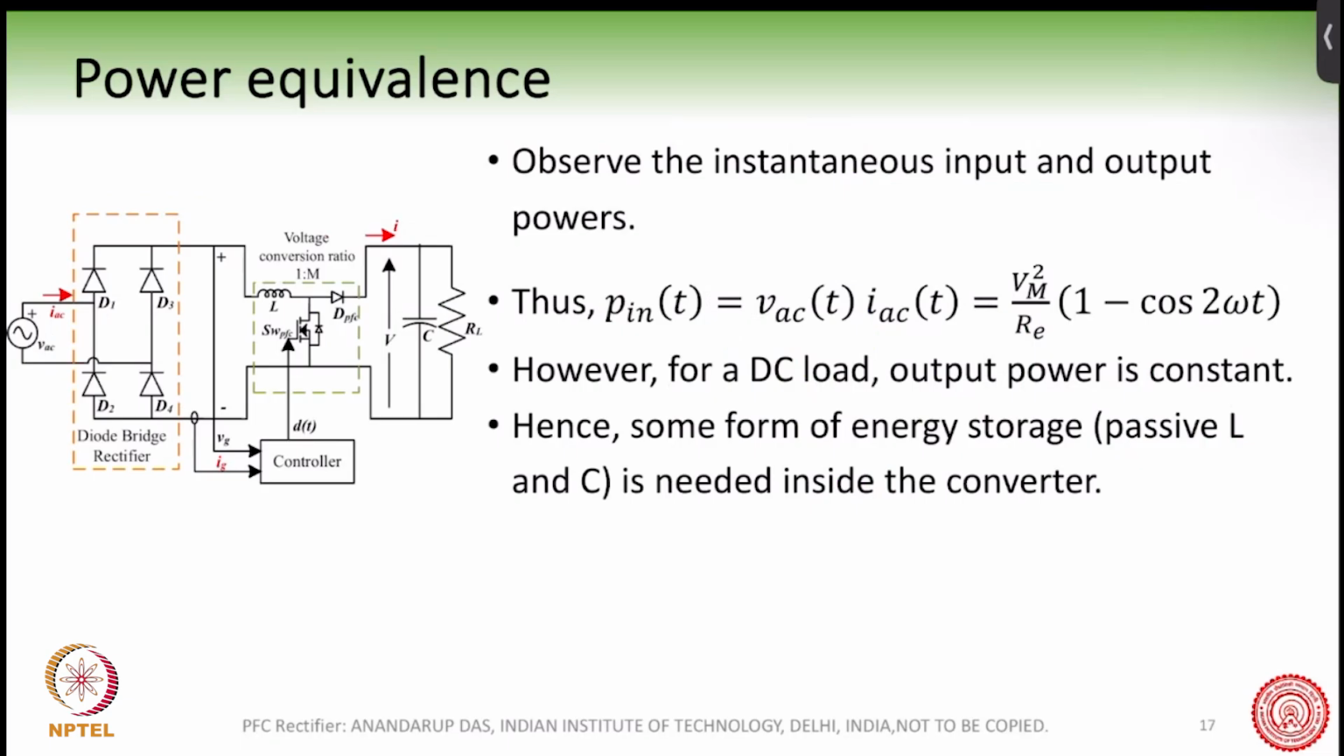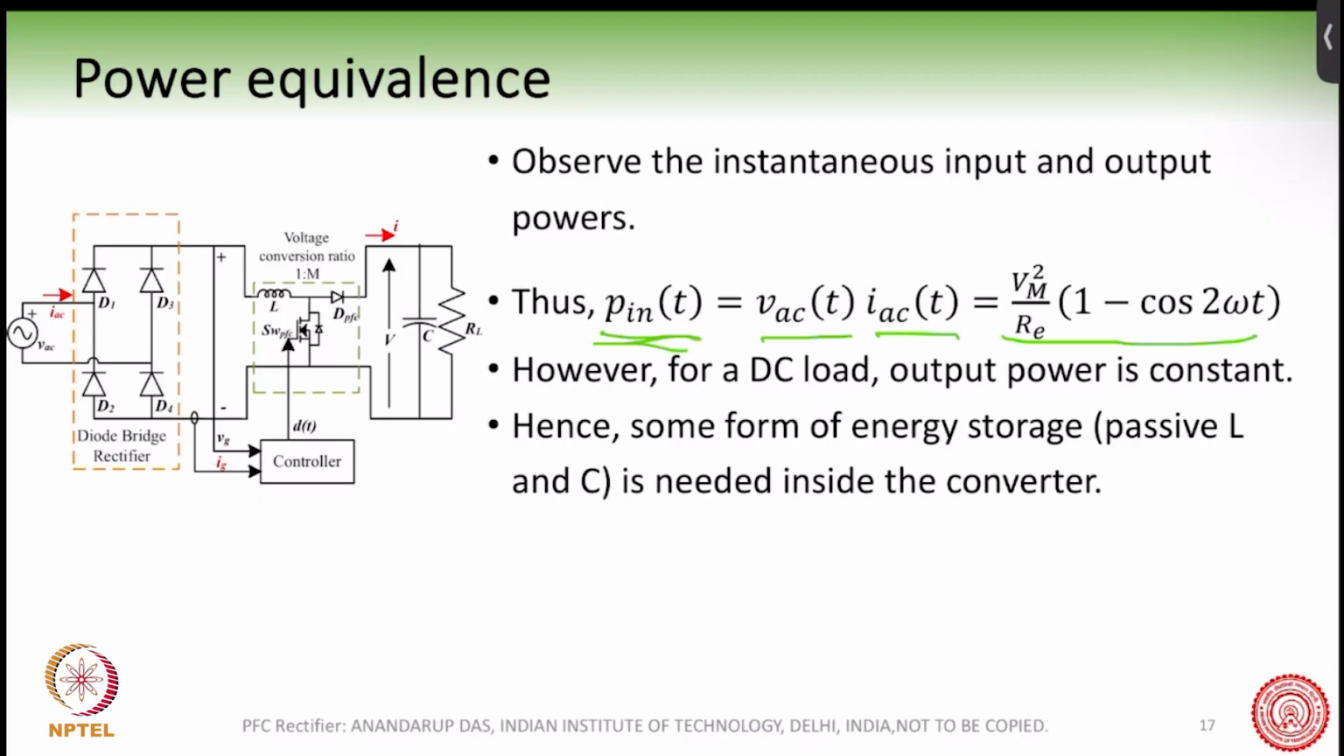But what now happens with the instantaneous input and output powers? Previously we talked about the average input and output powers. What about the instantaneous powers? The instantaneous input power P in is nothing but VAC into IAC as a function of T. If you substitute and do the calculations, you get Vm squared by RE into 1 minus cos 2 omega t.